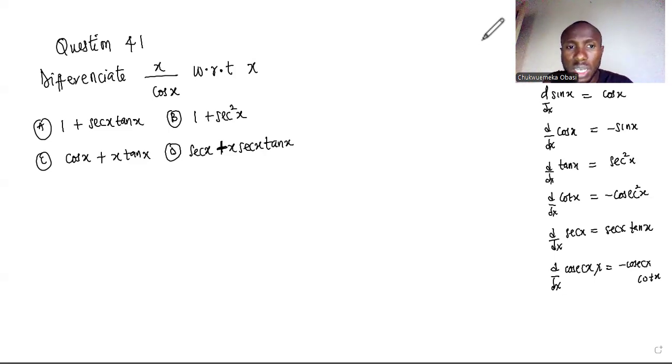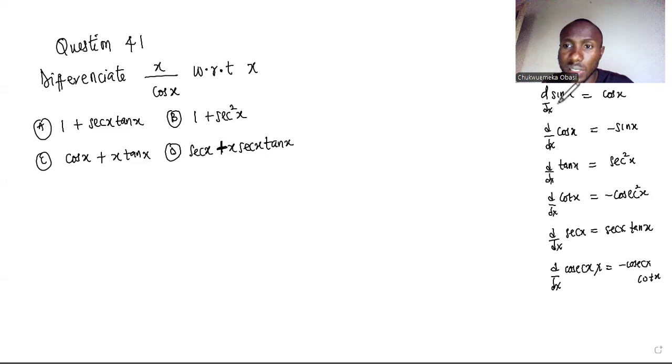Before we even get started with what you see here, I would like you to understand that you should know some basic derivatives of trig functions by default. You should know this stuff by heart, so that when you come across them, you don't have to struggle before you get your answers. That is what you already see listed here on the screen.